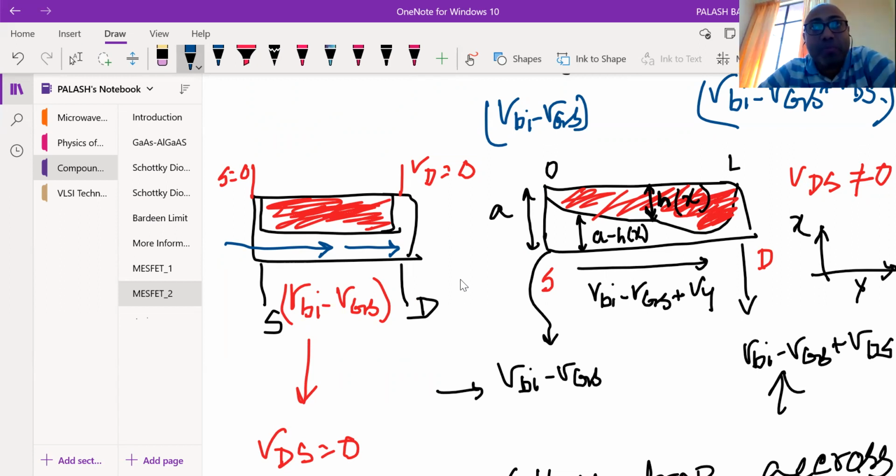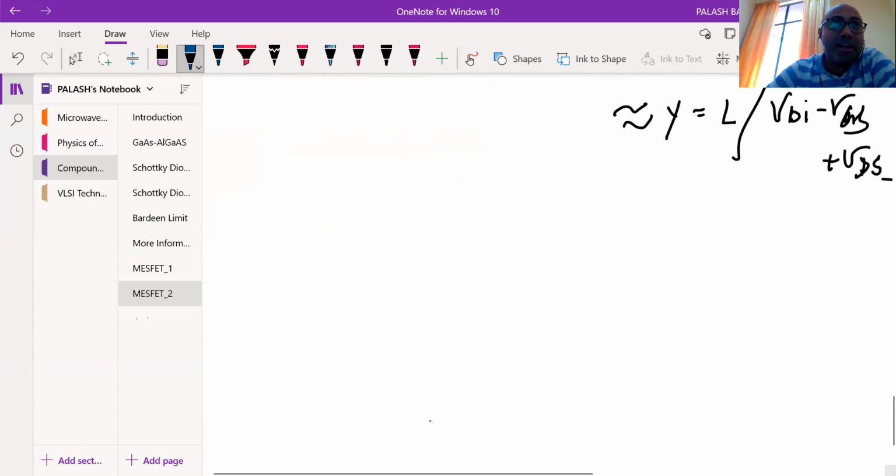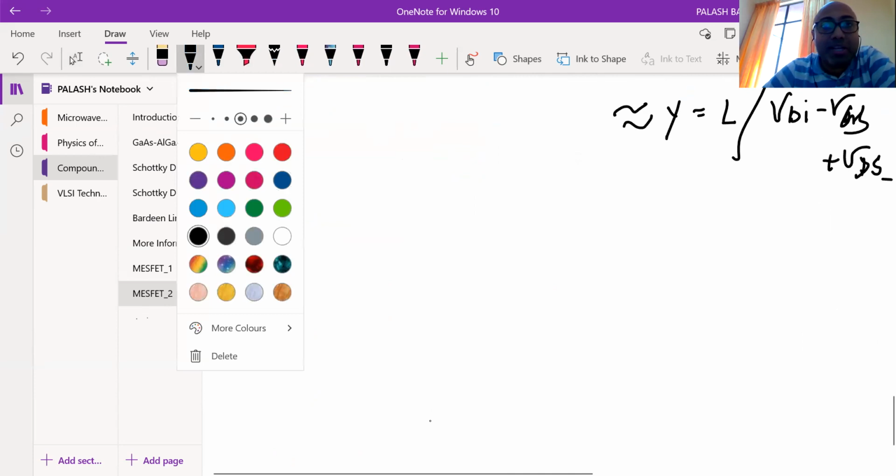So what is the leftover portion? A minus h(x), and through A minus h(x) my current is flowing. So that we have to calculate. Before the calculations, now the question sometimes asked by a lot of people is, how to explain this part.